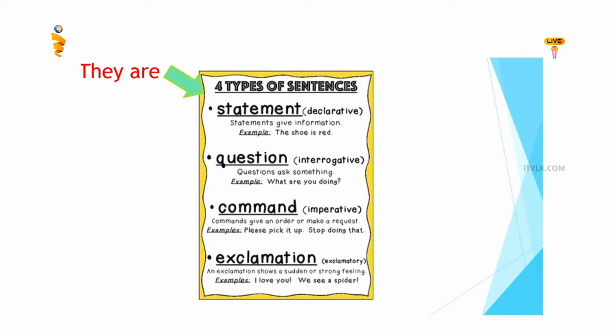The final one is exclamation. An exclamation shows a sudden or a strong feeling. You can say, I love you, my mom. Oh, we can see a spider. So children, remember, there are 4 types of sentences. One is statement, second is the question, third is command, and fourth is exclamation.